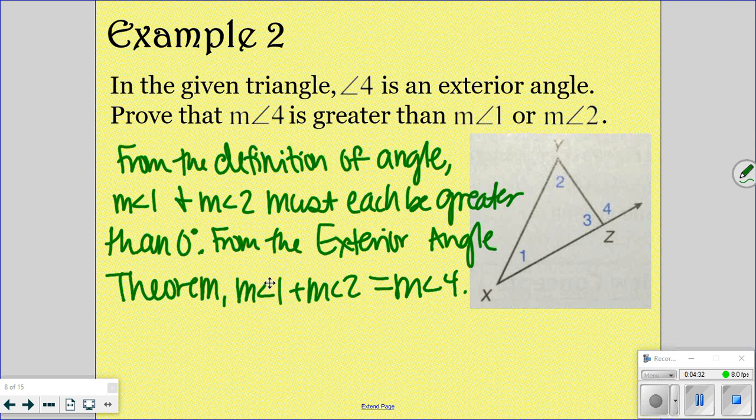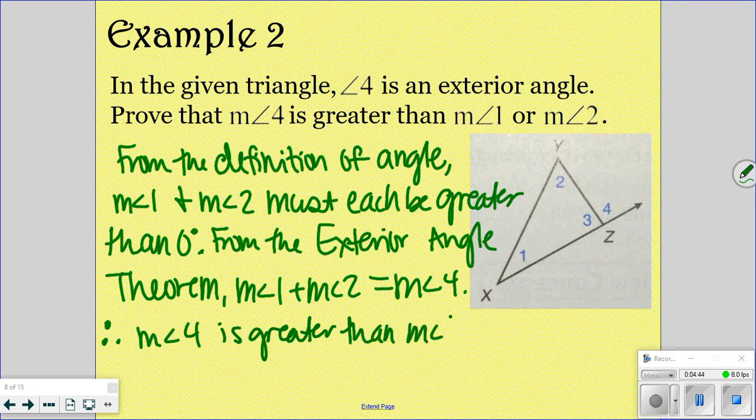So since neither one of these can be 0, the measure of angle 4 has to be greater than the measure of angle 1 or the measure of angle 2, because together they add up to the measure of angle 4. So that's the proof for the theorem 39.3.